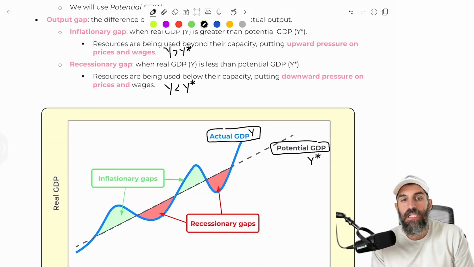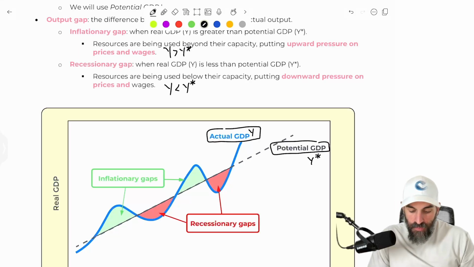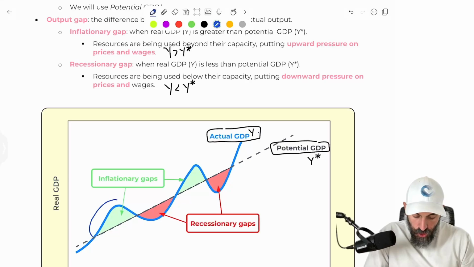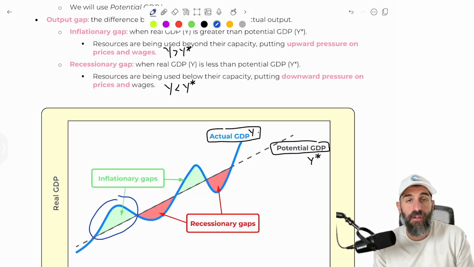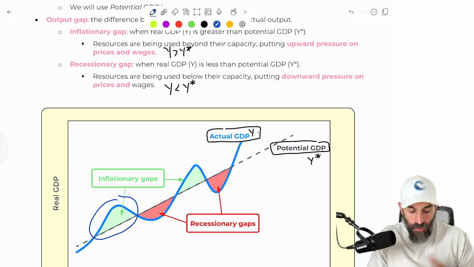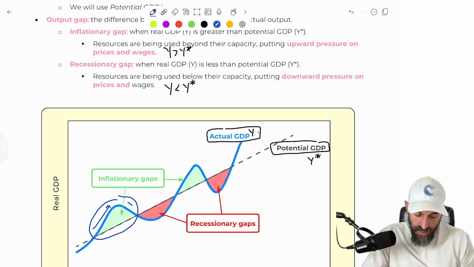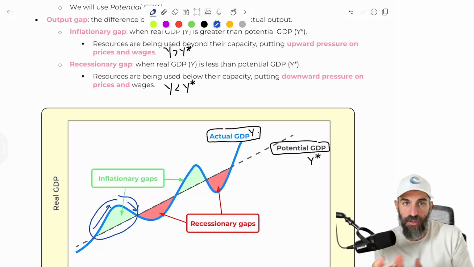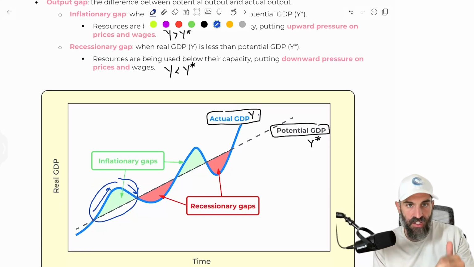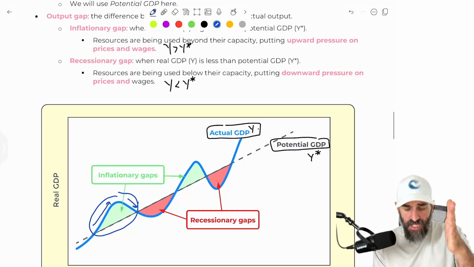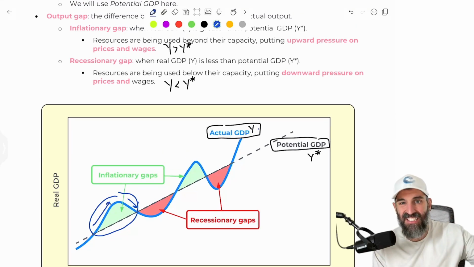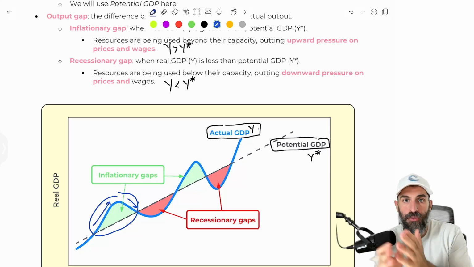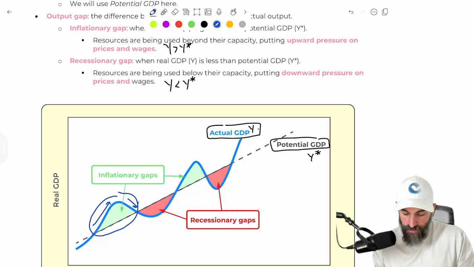It's not to say that whenever we have inflationary gaps, we're in an expansion, and whenever we have recessionary gaps, we're in a contraction. It's more to say that whenever the actual, you see here, like here, the actual GDP was above the potential. Whether this line is going up or going down, technically part of the contraction and part of the recession were in that inflationary gap. So that's not how I want you guys to think about it. Just think about it as inflationary gaps are when actual output exceeds potential, and recessionary gaps when actual output is less than potential. Awesome.